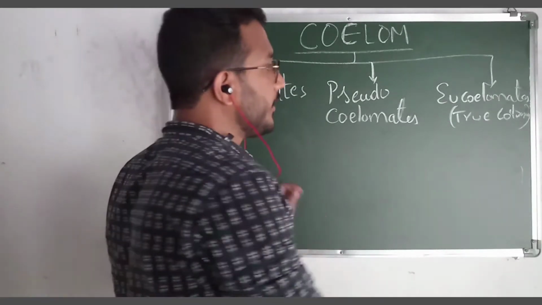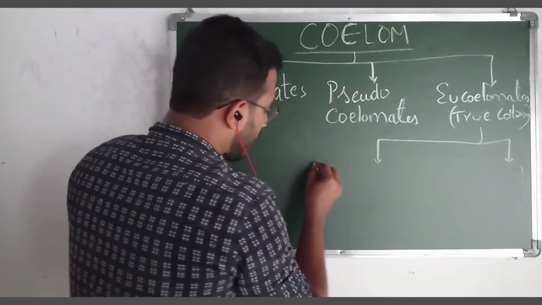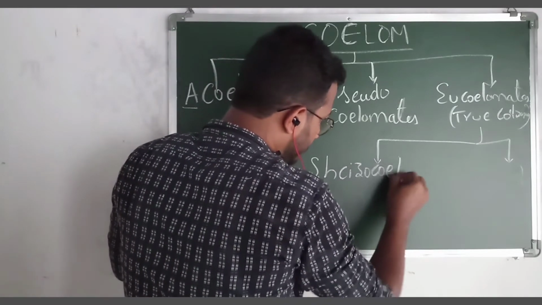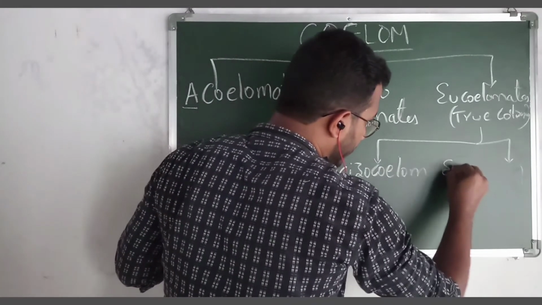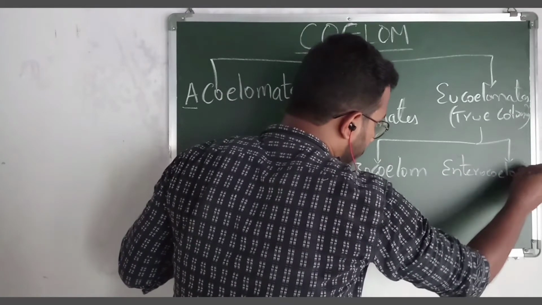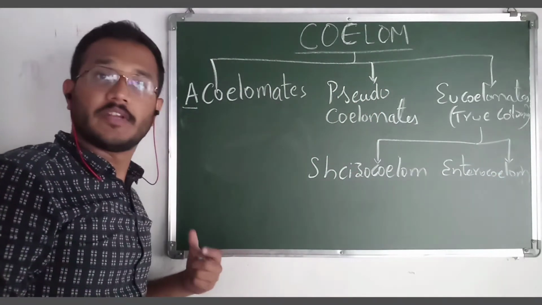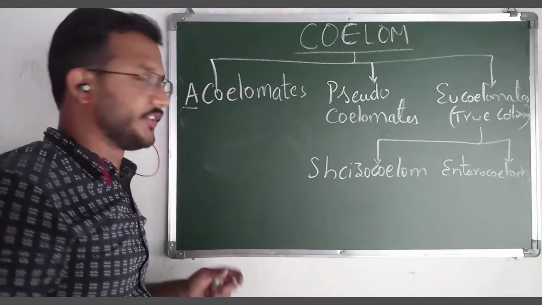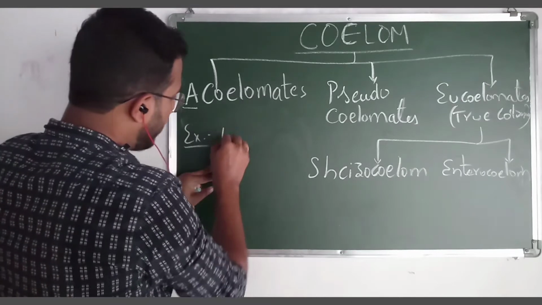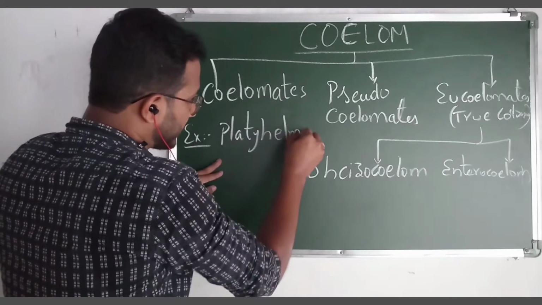And in eucoelom, again there are two subgroups. Those are schizocoelom and enterocoelom. Now, first of all, we will see the examples and then we will go into detail about the structure. The acoelomates, for example, start from the phylum Platyhelminthes.